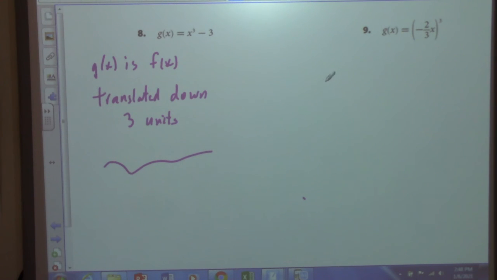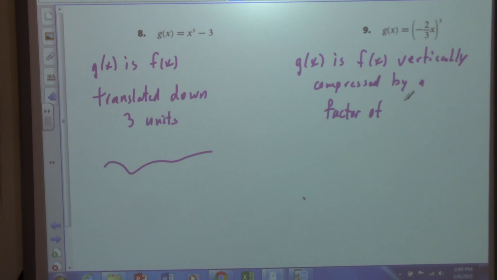So I got a vertical compression with a factor of 8/27, correct? So let's say here, he says g of x is f of x vertically compressed, you said? Yep. By a factor of 8/27. Does everybody see where Bryce got 8/27? Yes. And what else? Anything else, Bryce? And it's reflected.